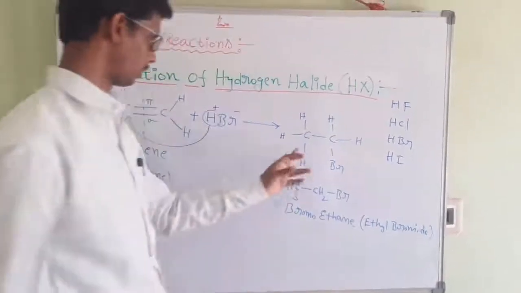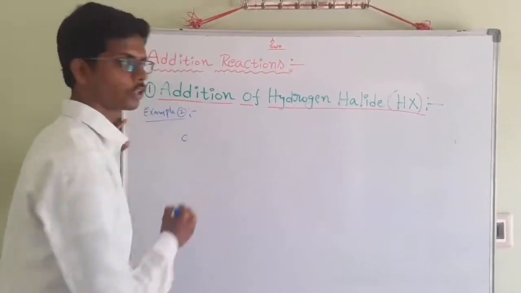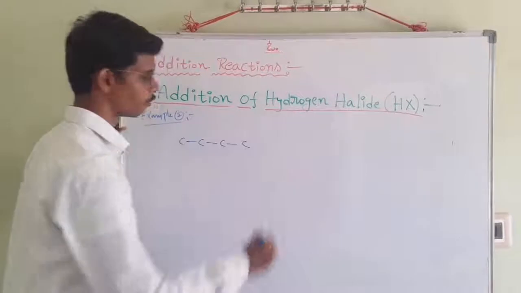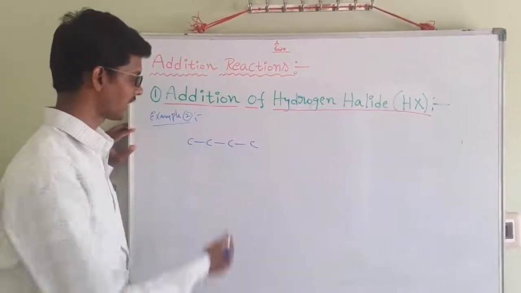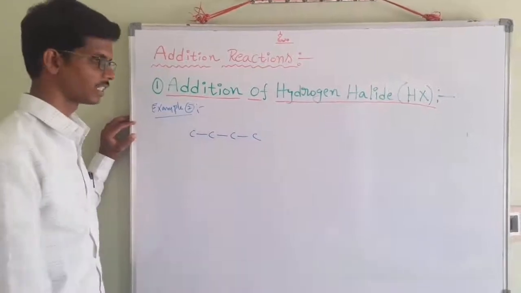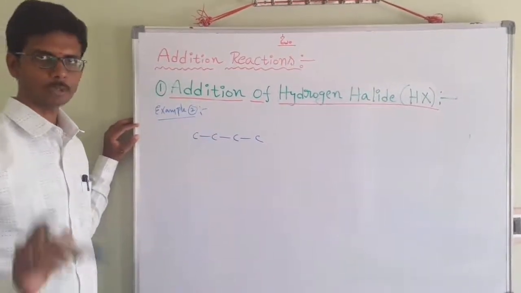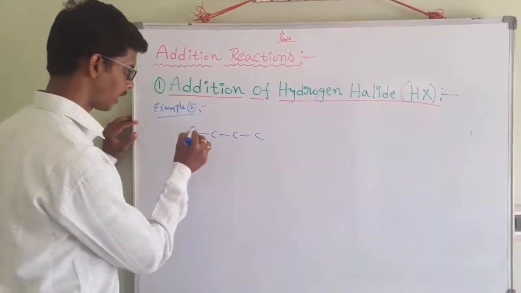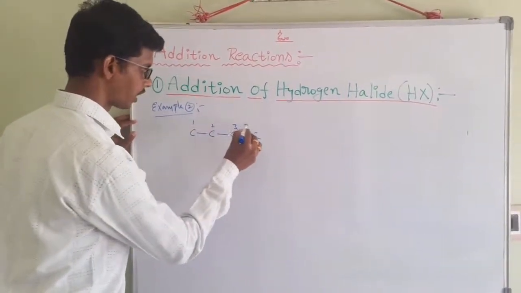Ethyl bromide. Okay, 2-butene, that is nothing but 1, 2, 3, 4. 2-butene. What is the structure of 2-butene? Okay, 2-butene means that is nothing but butene. It has one double bond. Okay, its position is second. That is nothing but either 1, 2, 3, 4.